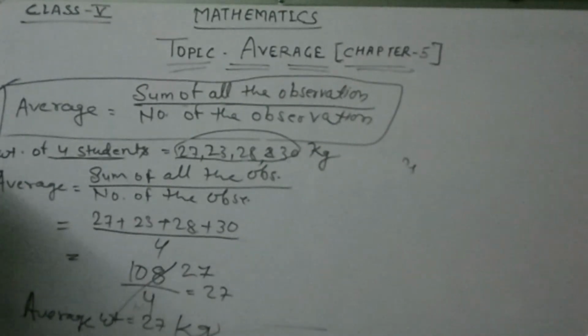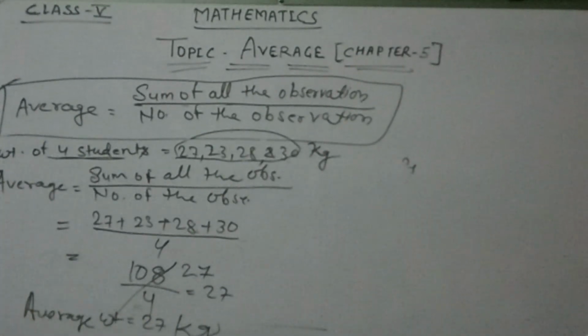Means in questions, if any data are given, you have to add all the data together, and afterwards divide by the number of data. How many numbers are given, how many numbers you are adding together, that number we write below, and then divide and find the single number. Okay.